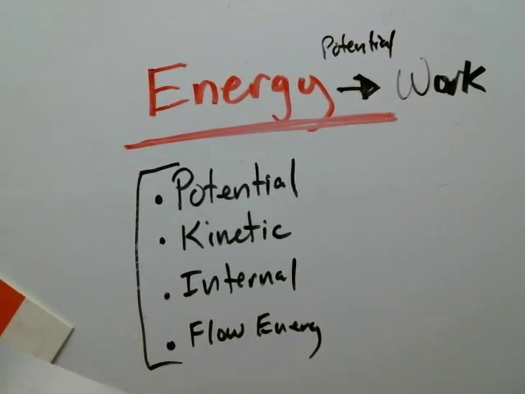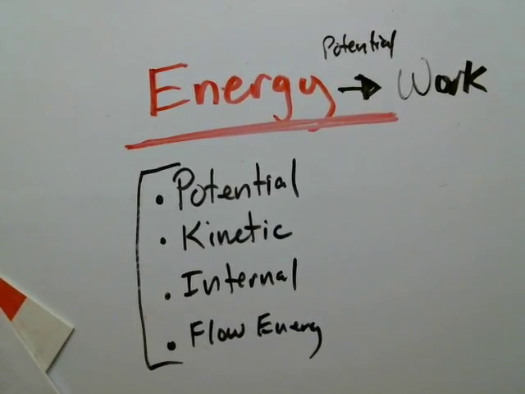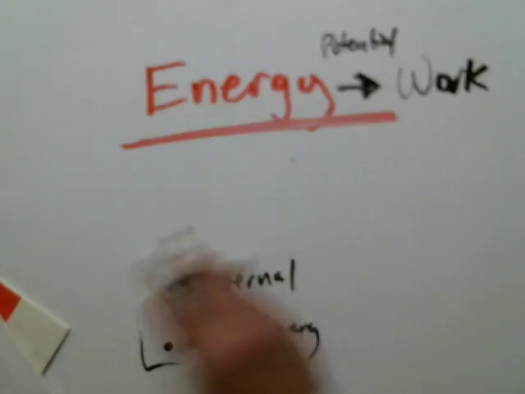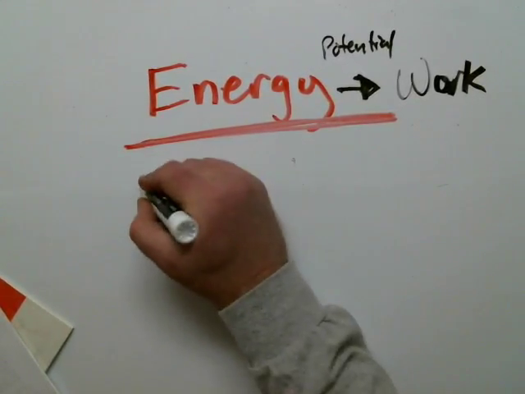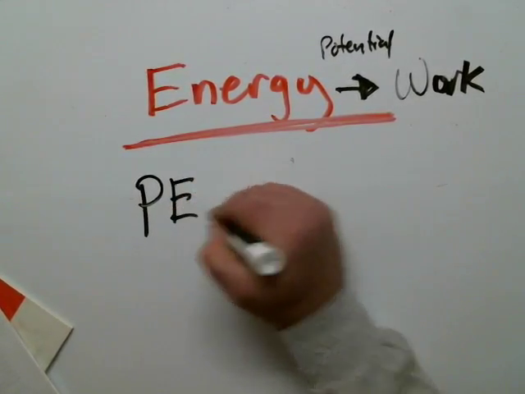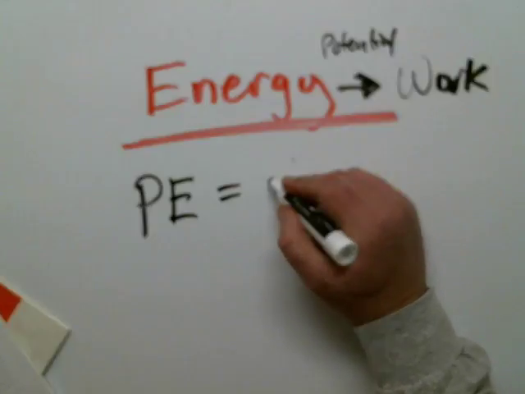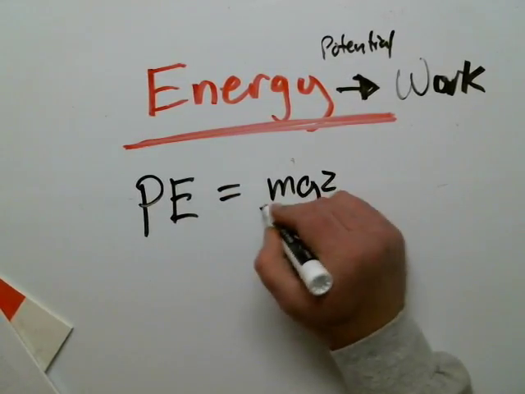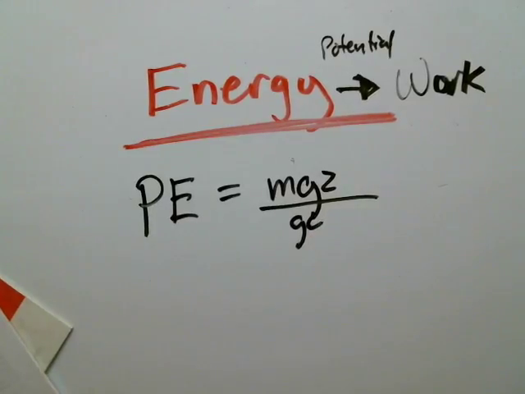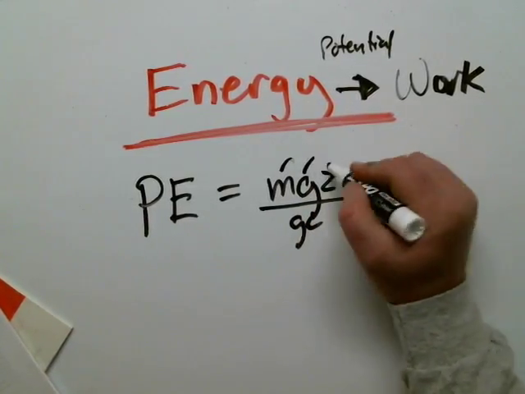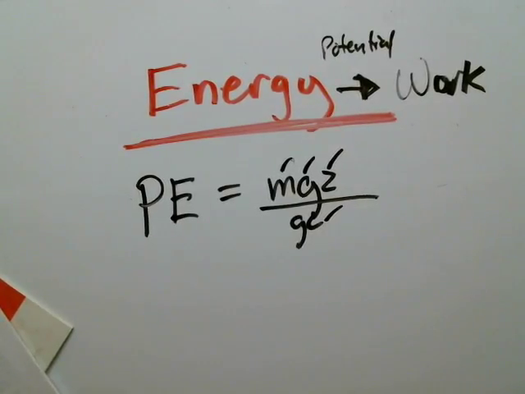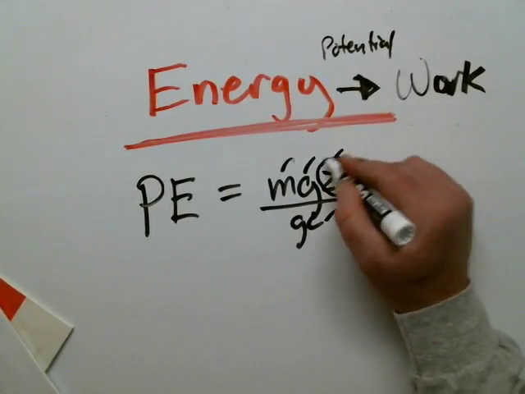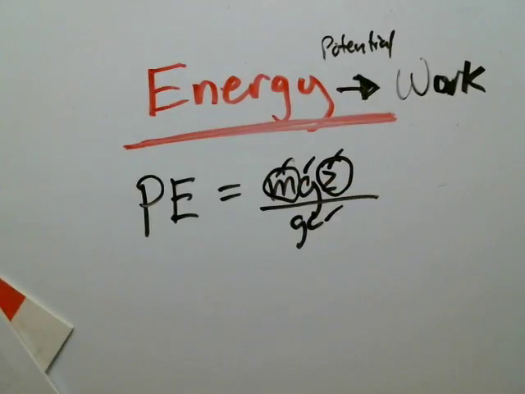Once again, if you turn the page, it shows us different types of energy and equations for them. For us, the first one we talk about is potential energy. And it's equal to mass times the acceleration due to gravity times height divided by the gravitational constant. So essentially, potential energy is equal to mass and height.